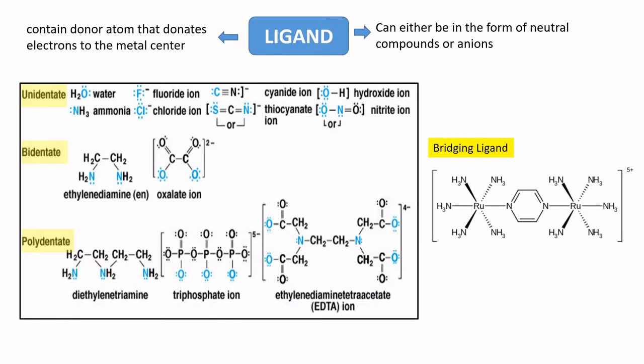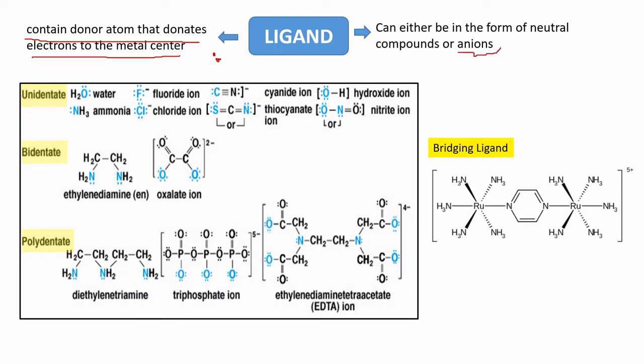Okay, next we move on to the ligand. So what is a ligand? A ligand is a molecule that contains a donor atom which donates electrons to the metal center. You must remember a ligand always donates two electrons, not one electron. It must donate two electrons to form a coordinate covalent bond with the central metal. So a ligand can either be in the form of neutral compounds or anions, or can also be cations.